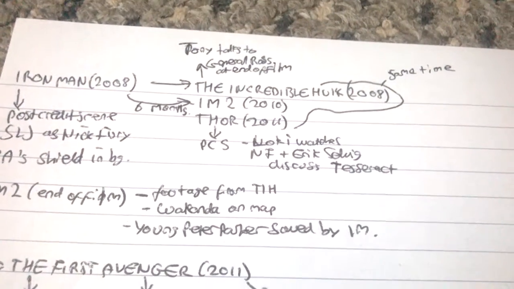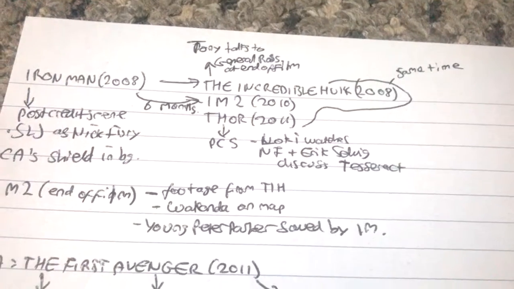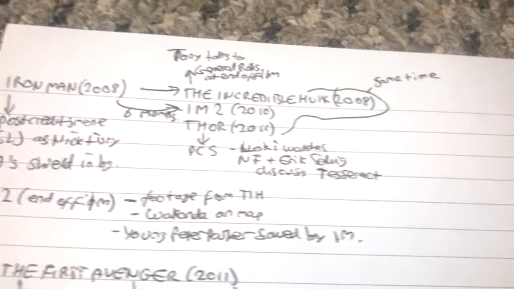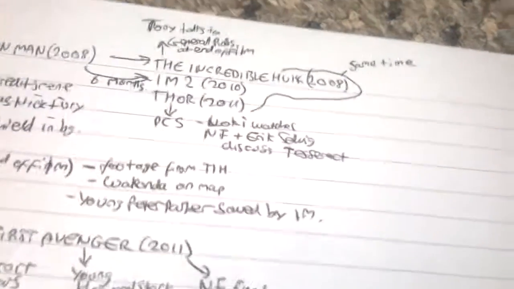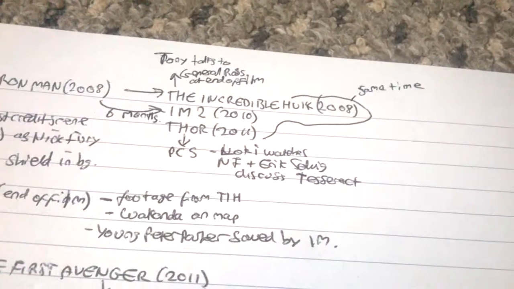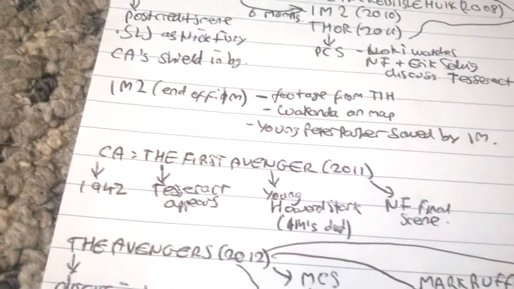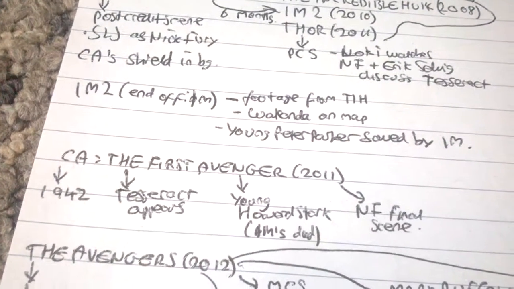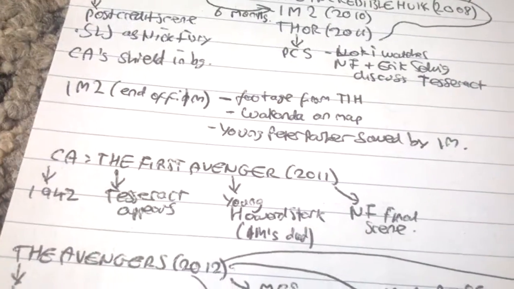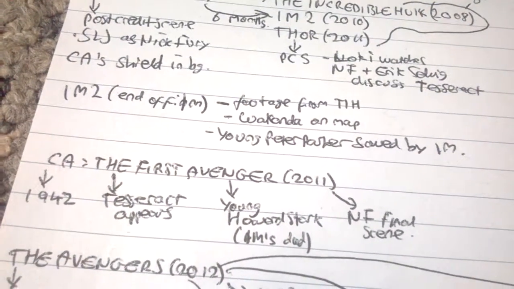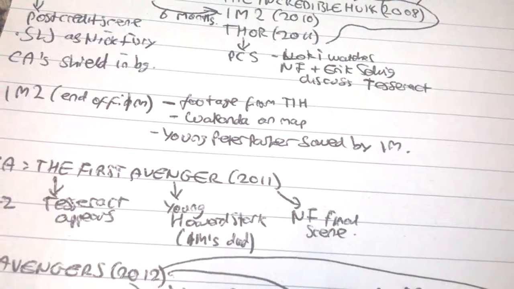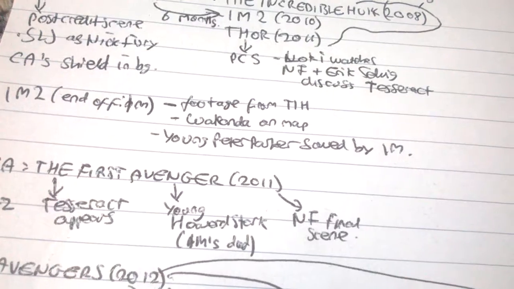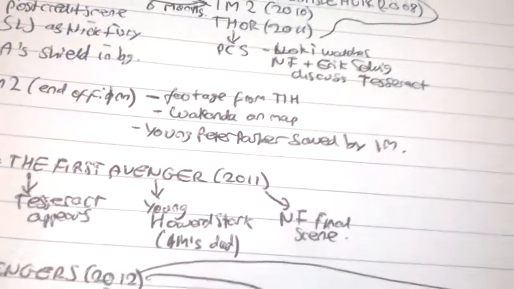And in The Incredible Hulk, during the end of the film, Tony Stark talks to General Thunderbolt Ross, who's basically the main kind of villain, but not villain, but wants to kill Hulk because he thinks he's a danger. In Iron Man 2, at the end of the film, there's footage seen from the Incredible Hulk. There's a map with other places within the Marvel Cinematic Universe. Wakanda is one of those places, and there's a young Peter Parker. During the film, a young Peter Parker was saved by Iron Man.